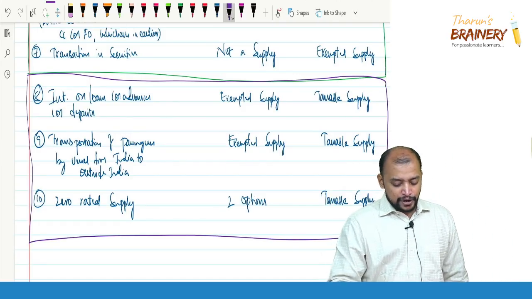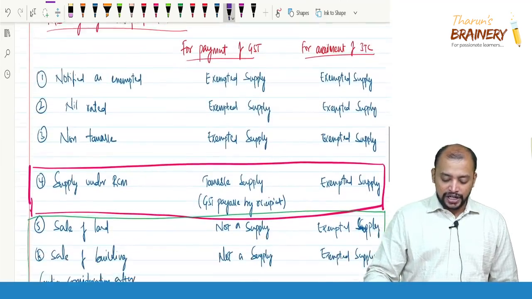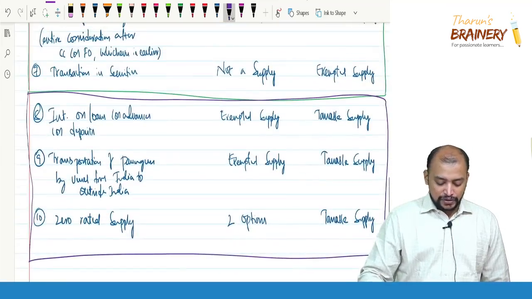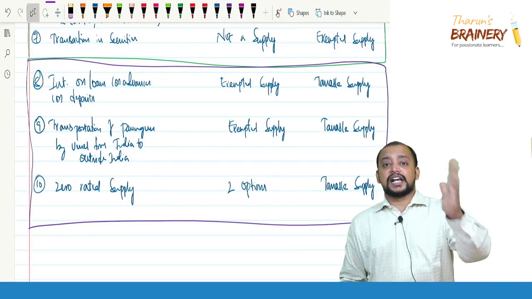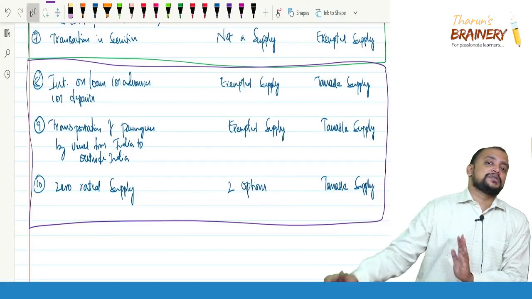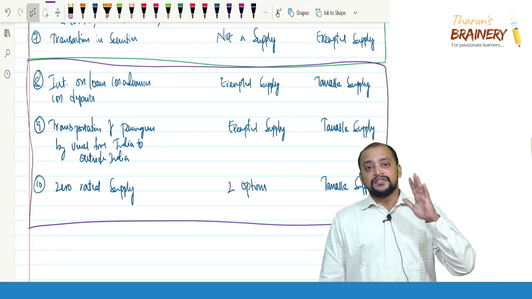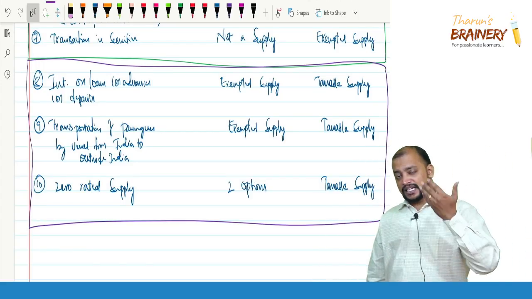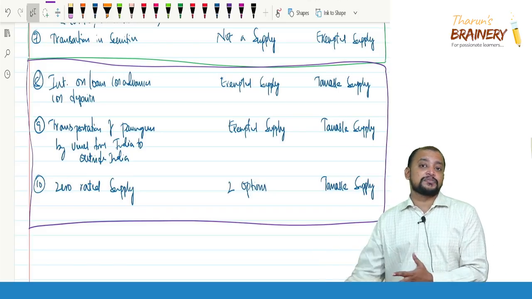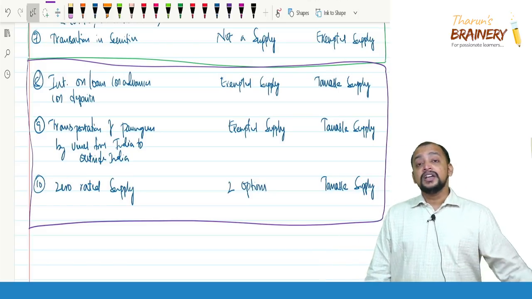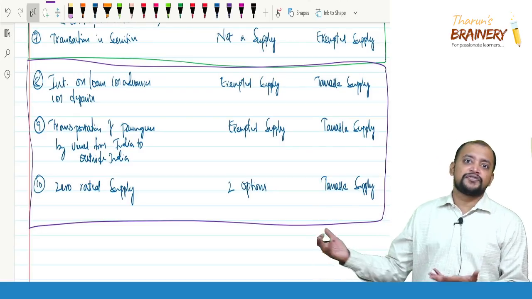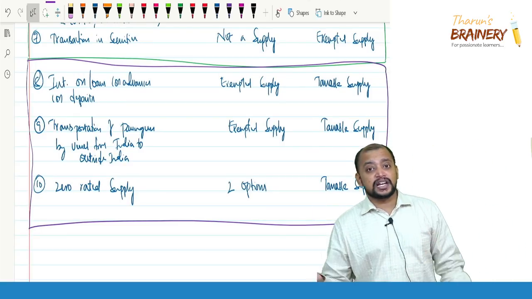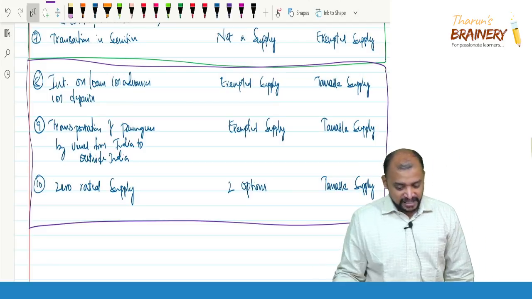These are the 10 points which you need to remember, so that for any question that is given, you will be in a position to answer. Apart from these 10 points, if it is taxable supply for payment of GST, it is taxable supply for availment of ITC. If it is exempted supply for payment of GST, it is exempted supply for availment of ITC. If it is not a supply, if it is excluded from the supply, then ignore it for the purpose of ITC. It will neither come in taxable supply nor in exempted supply.